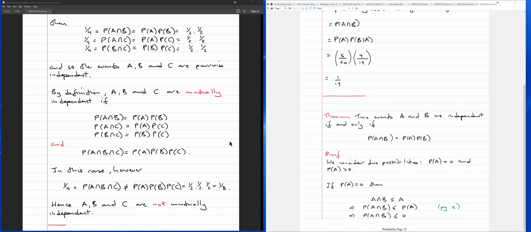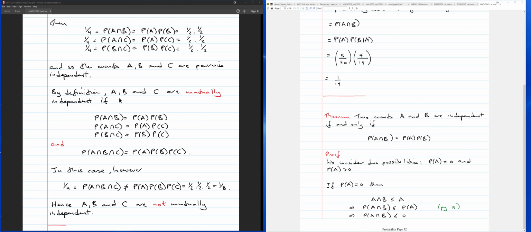Let's review some of the facts that we saw for independence. Let's remember that two events A and B are independent if the probability of A intersect B is equal to the probability of A times the probability of B. This is for two events.